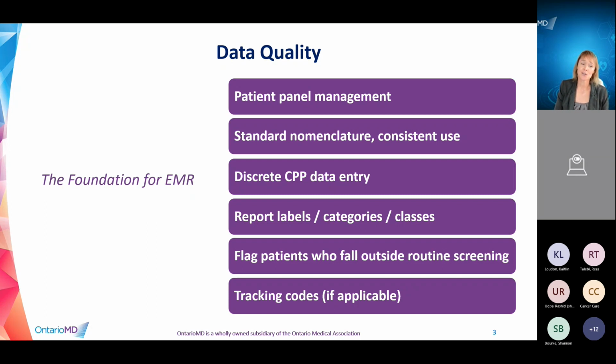You'd like to flag patients who fall outside of routine screening. And this could be patients that are high risk, or perhaps they've had abnormal results. And then for completed screening or excluded patients, you can use those tracking or exclusion codes to inform the Ministry of Health of screening for your rostered patients. So it's really good to get started with cleaning up your roster so that you're following up with the appropriate patients or your patient panel, and then also your data quality.